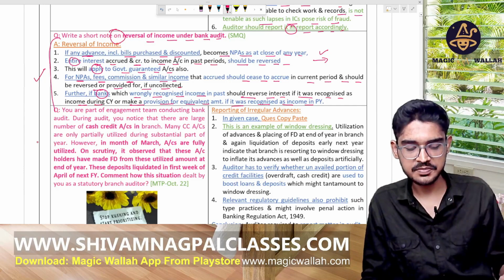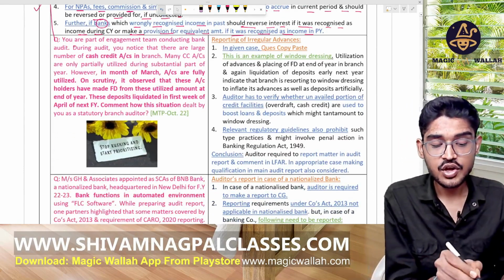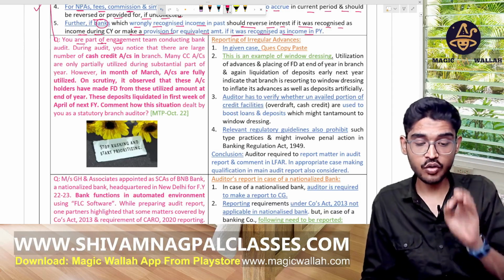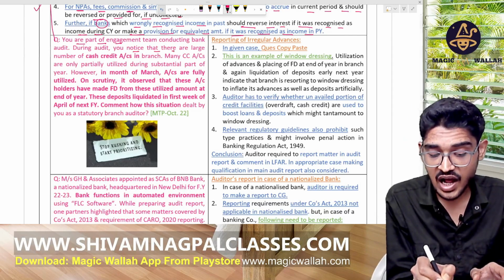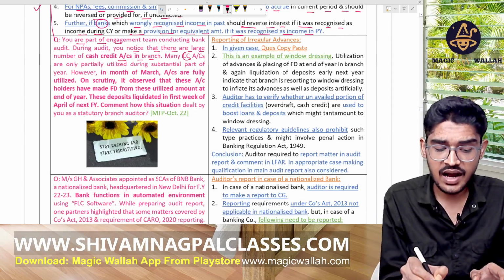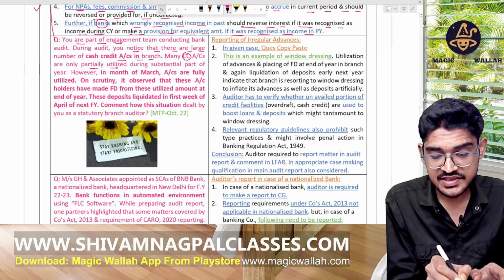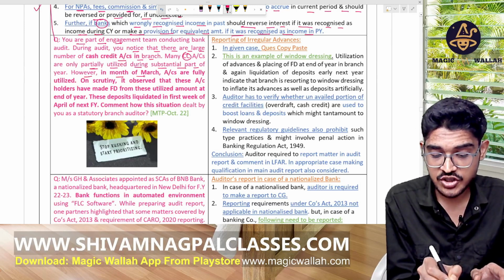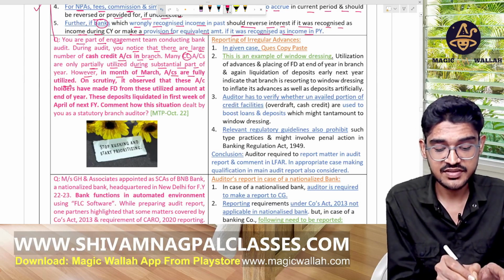Again, this is a good question. Now, you are part of the engagement team conducting the bank audit. During the audit, you notice that there are a large number of cash credit accounts in the bank branch. Okay, these CC accounts are only partially utilized during the substantial part of the year. However, in the month of March, the accounts are fully utilized in the last month.